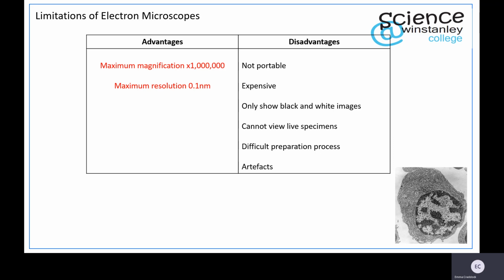Disadvantages of electron microscopes: they're not portable, they're expensive, they only show black and white images, you cannot view live specimens, there's a very difficult preparation process for your specimen, and they produce artifacts. Artifacts are caused in the preparation process, and they can appear to be part of a cell when actually they are not, and they cause problems in analysis of data.